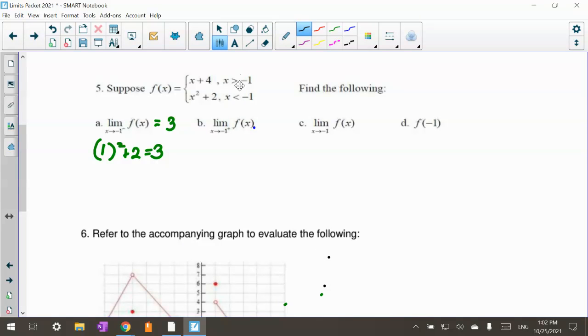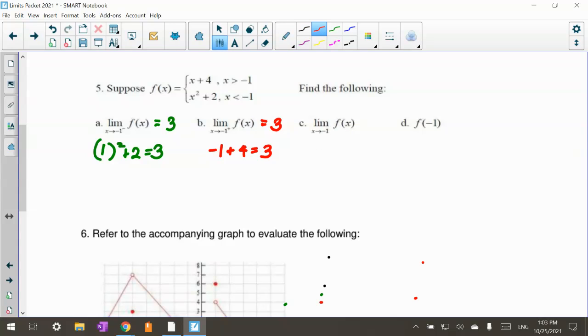Now when I come from the right, it's everything greater than negative 1. I'm going to use the top piece. So I'm going to put negative 1 plus 4. I get 3 as well. And look, they match, which they did come together. So I was kind of thinking that would happen.